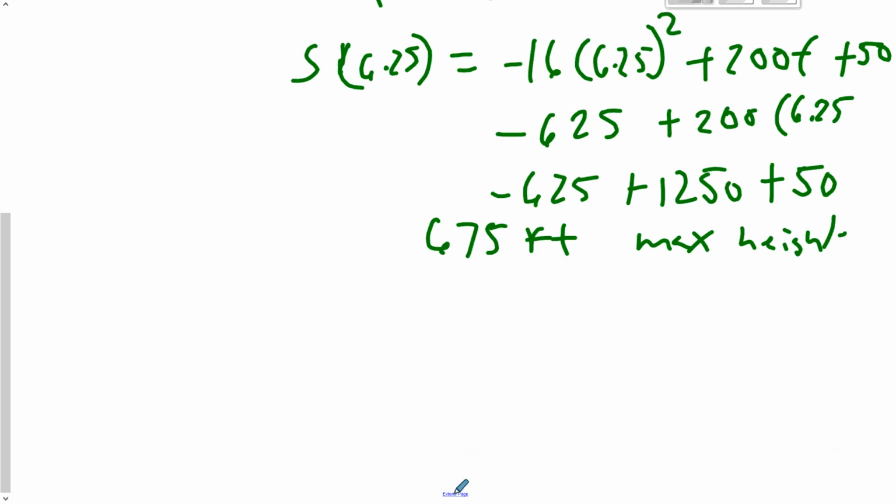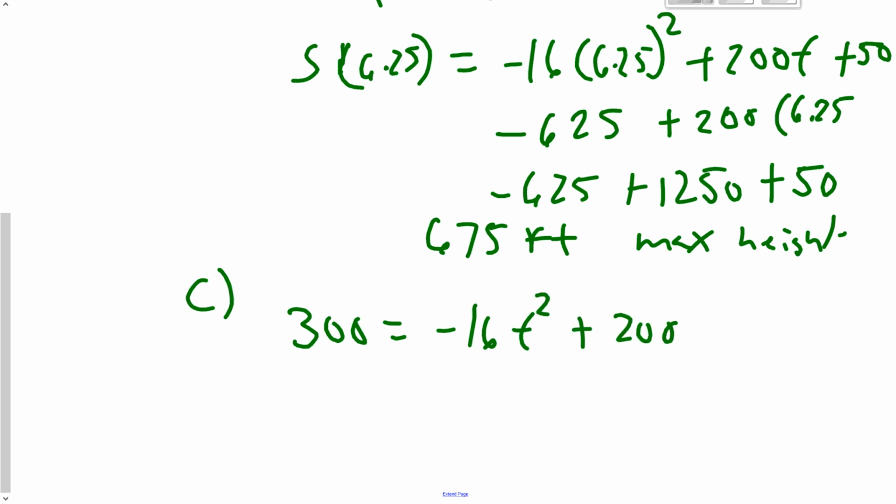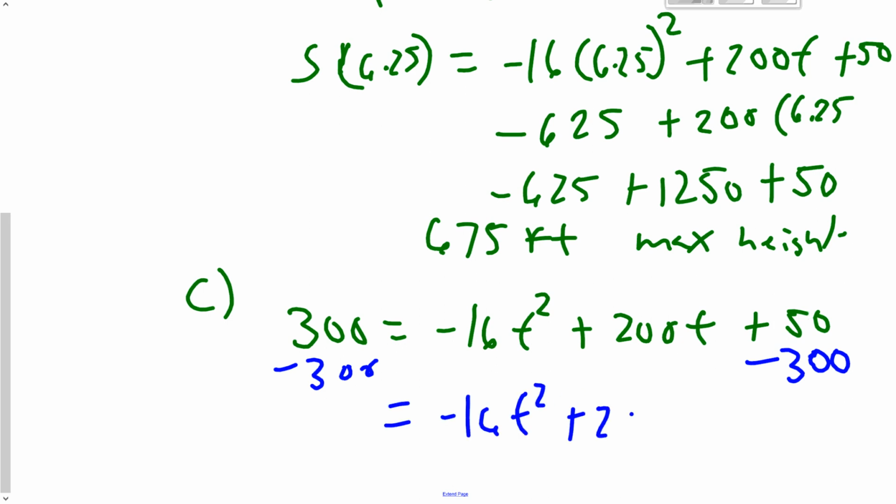Okay, then we go on to C. C is asking for probably an interval of some sort, right? Interval of 300 feet. So we set our height equal to 300. Write our equation, 200 initial velocity and initial height of 50 feet. Go ahead and subtract the 300 from both sides. So then we can use quadratic formula on this, because now it's set equal to 0.